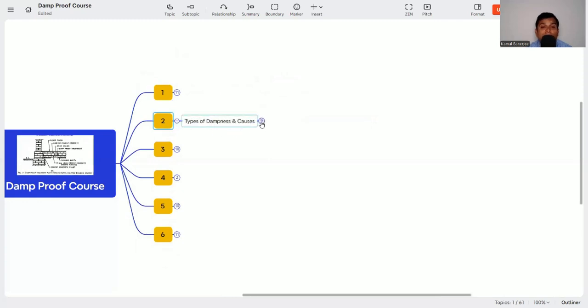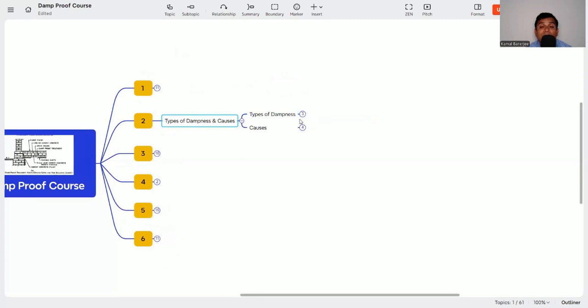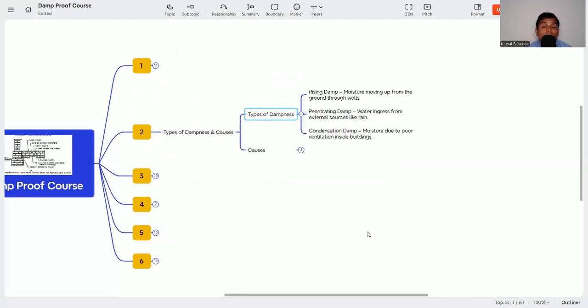Now types of dampness and the causes. What type of dampness can we observe in our structure? That is rising damp, that is moisture moving up from the ground through the wall. Then penetrating damp, that is water ingress from external sources like rain. And then condensation damp, the moisture due to poor ventilation inside the building. So if there is no cross ventilation and ventilation is a problem inside the building, condensation will happen, and the wall will take in that moisture, and again there will be a problem.